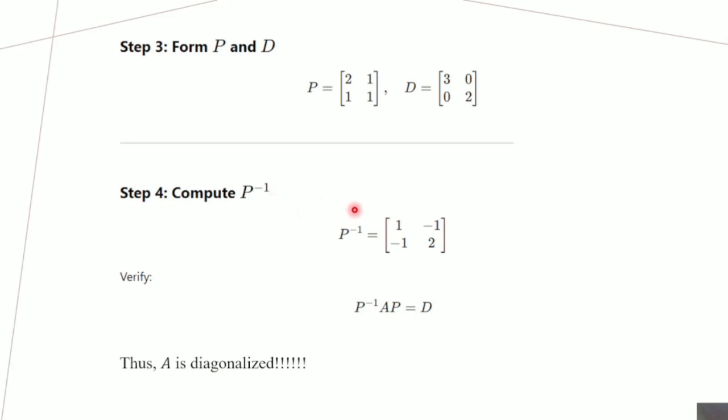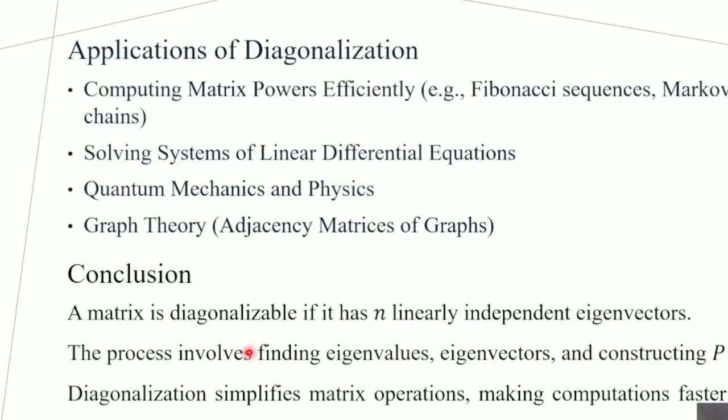So finally, if P inverse times A times P equals D, then A is diagonalized. Finally, we can show that the matrix is diagonalized.